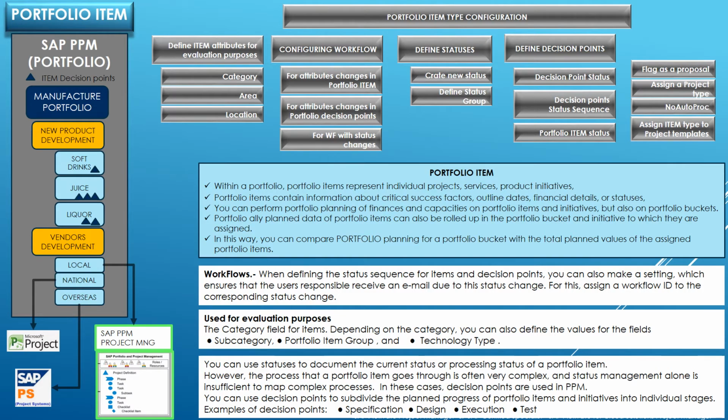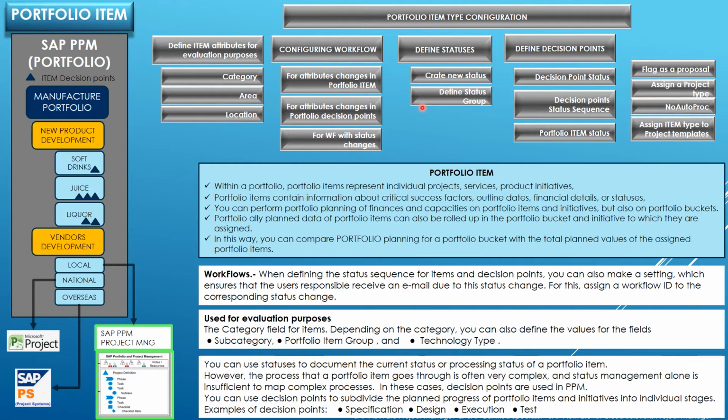To create a portfolio item, we must first set up the portfolio item type. This is the way to control the behavior of the items to be used in our portfolio. Here in the first column, I am showing you the different setups that we have to define the attributes. In the second column, I am showing you the elements that we have to set up the workflows.